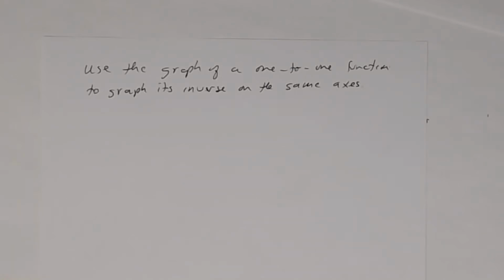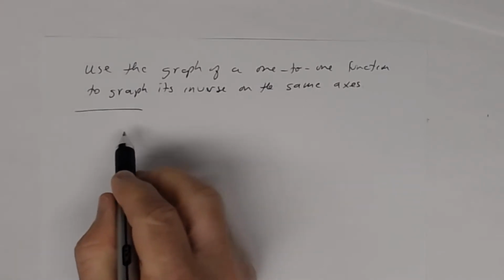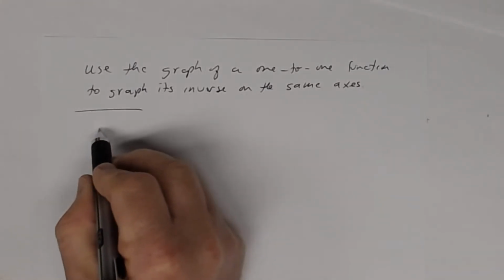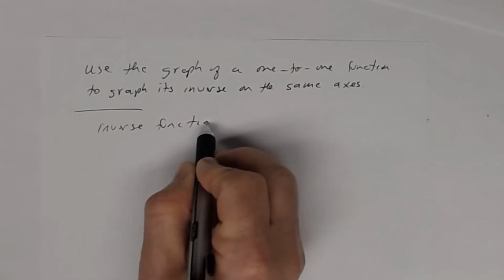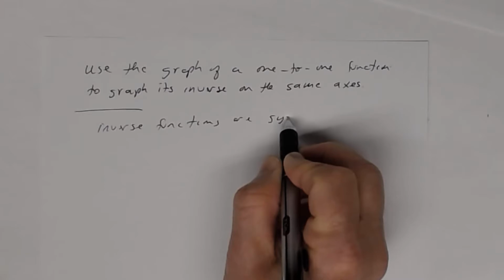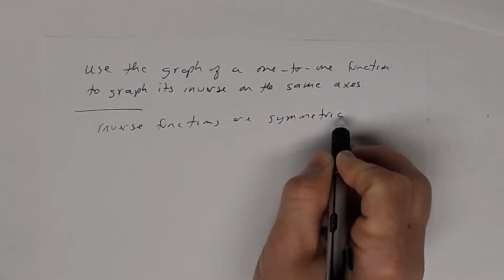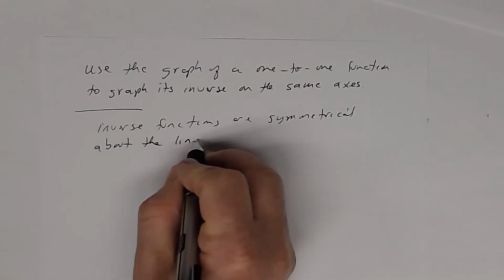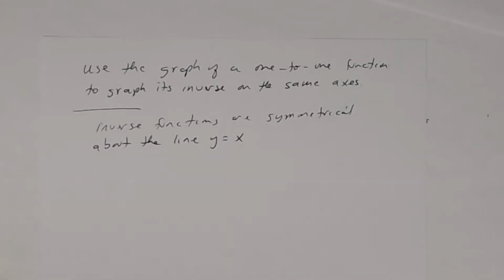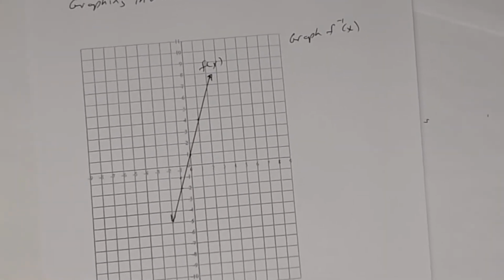Okay, so in this lesson, you're going to use the graph of a one-to-one function to graph its inverse on the same axis. Now, one thing you have to remember is that the inverse functions are symmetrical about the line y equal x.